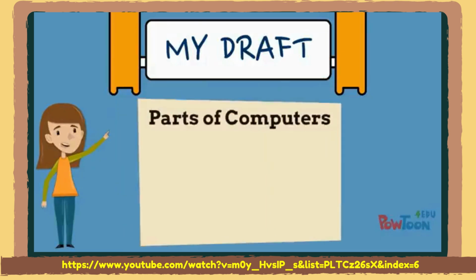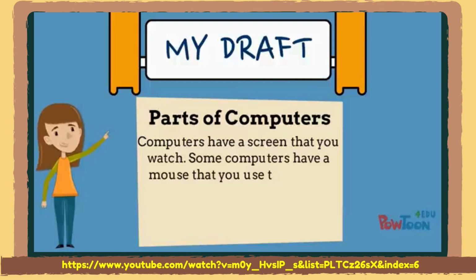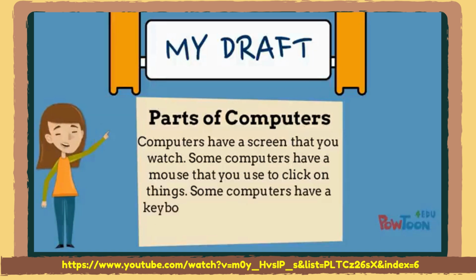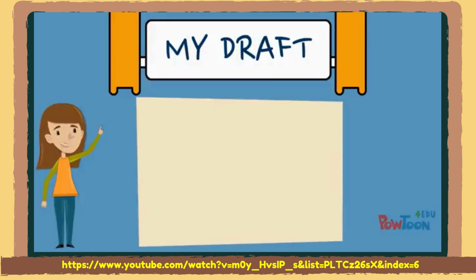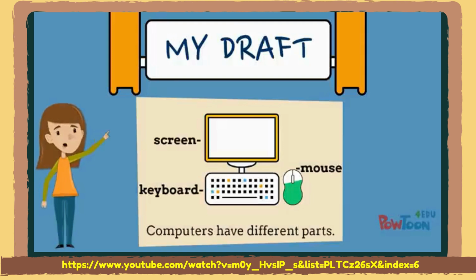My next section is called Parts of Computers. Computers have a screen that you watch. Some computers have a mouse that you use to click on things. Some computers have a keyboard so you can type words. Now, I will draw a picture to go with this section. I will draw a computer and then I will label each part. I can also write a caption in the bottom to explain what the picture shows.